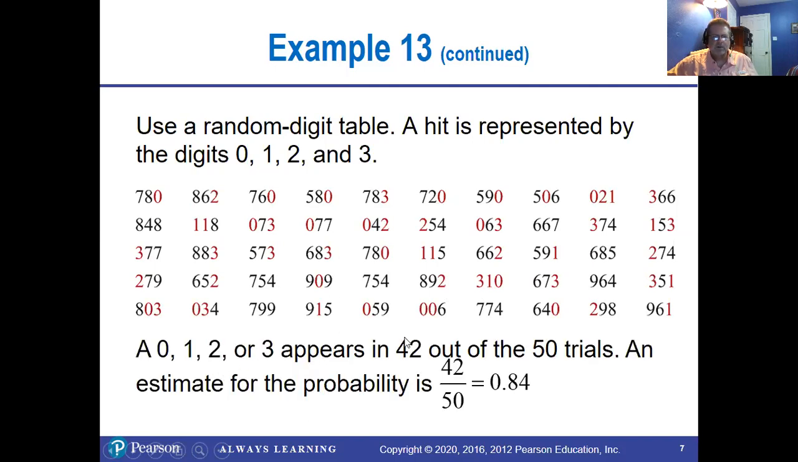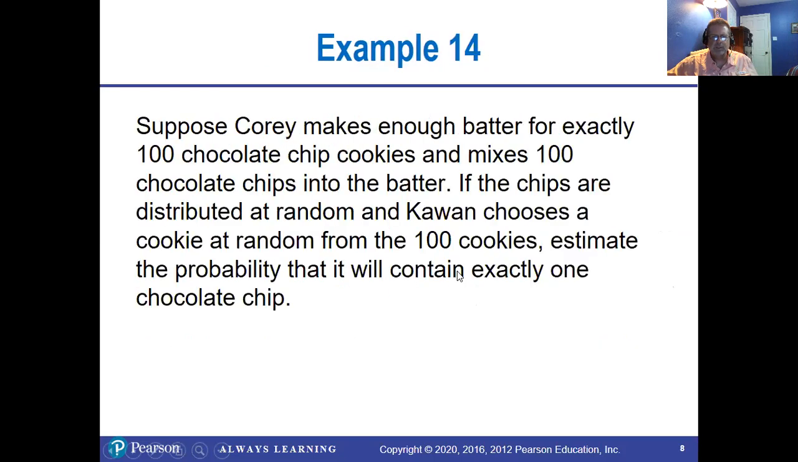Okay, so there are 42 out of 50 trials. There's 50 trials here. There are 42 of them in which he has at least 1 hit. So every number that has a red in is at least 1 hit. So that's a 42 out of 50. So an 84% chance he's going to get at least 1 hit.